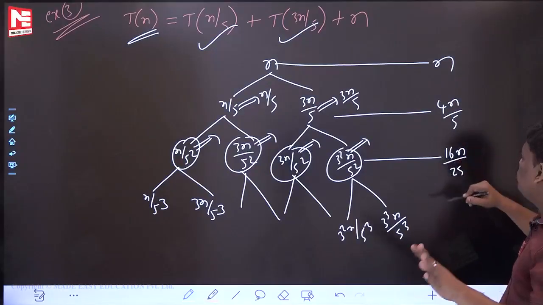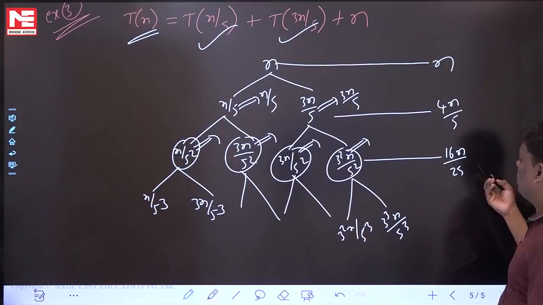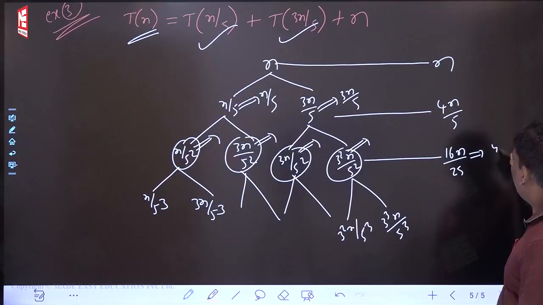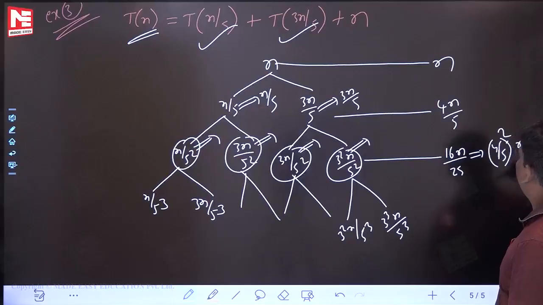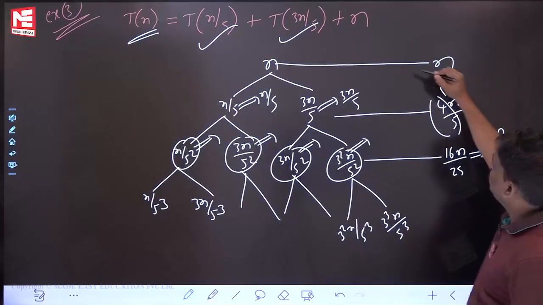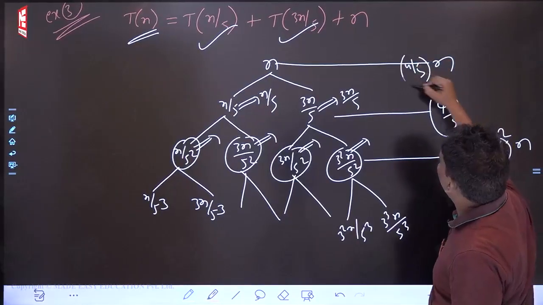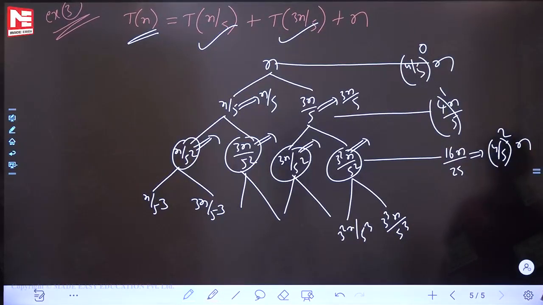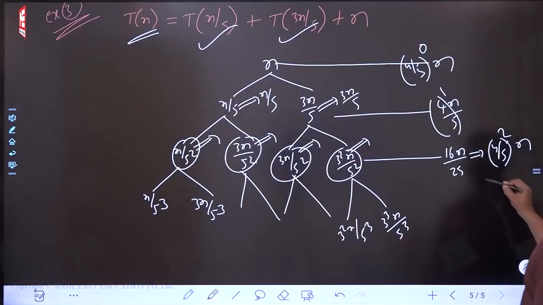Some people are asking, sir, which series? If you want, you can check. It is 4 by 5 n. It is 4 by 5 whole square n, 4 by 5 whole power 1 n. It is going to be 4 by 5 whole power 0 n. It looks like a 4 by 5 series: 4 by 5 whole power 0 n, 4 by 5 whole power 1 n, 4 by 5 whole square n, and so on. It keeps on continuing.